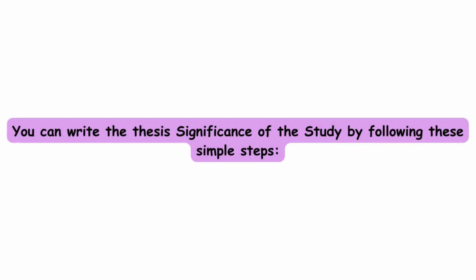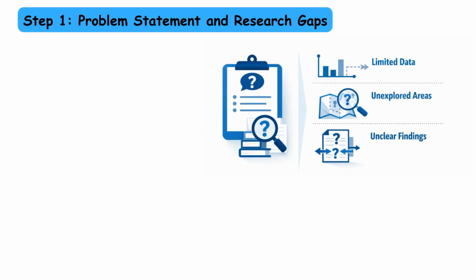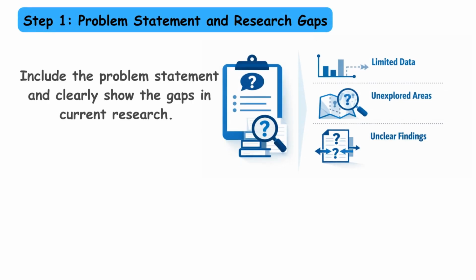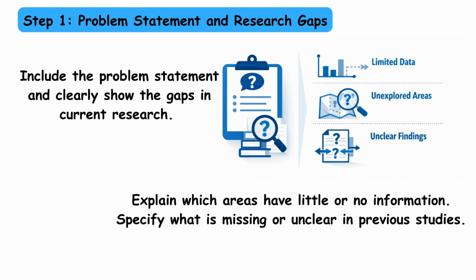You can write the significance of the study by following these simple steps. Step 1. Problem statement and research gaps. Include the problem statement and clearly show the gaps in current research. Explain which areas have little or no information. Specify what is missing or unclear in previous studies.